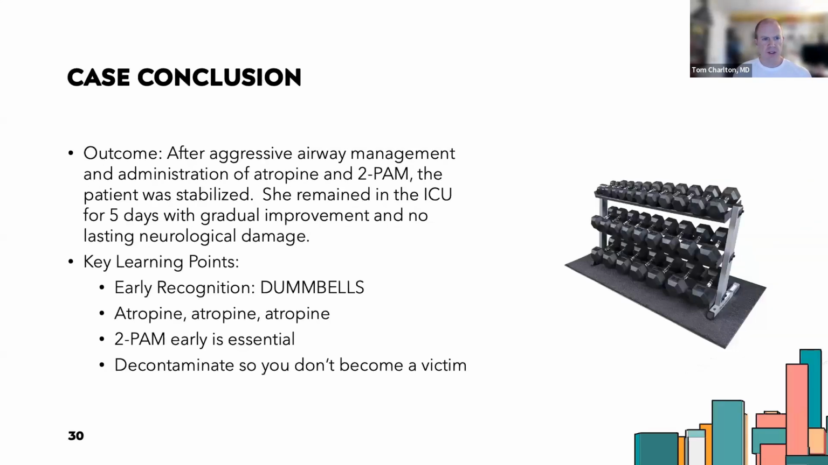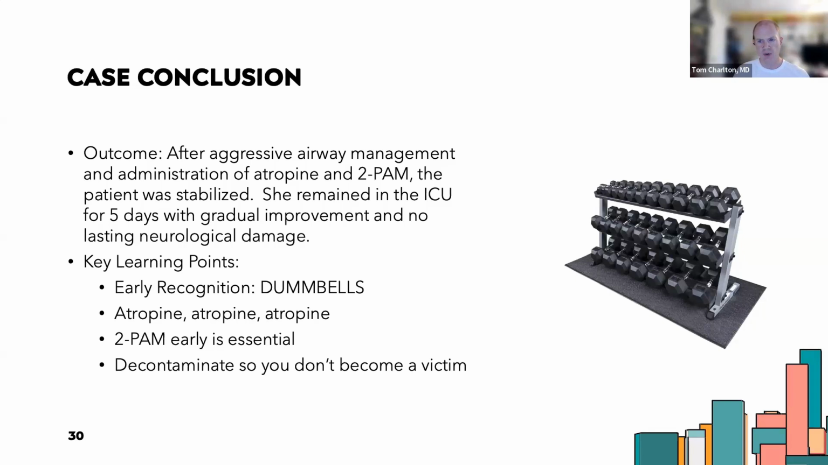So the case conclusion is that, after the aggressive airway management, a bunch of atropine and 2-PAM, the patient was stabilized. She remained in the ICU for 5 days with gradual improvement and no lasting neurological damage. Unfortunately, when patients overdose on something like this or are exposed to a chemical warfare agent, some of them are left with permanent neurologic damage, including brain damage.